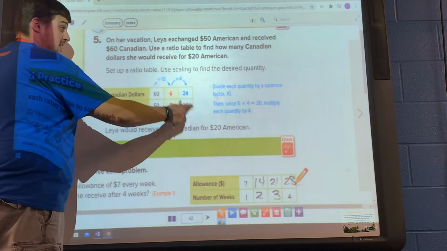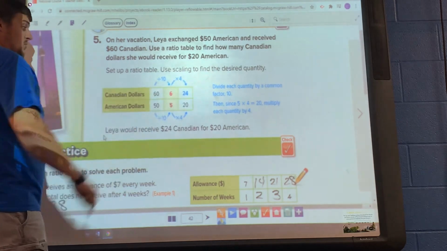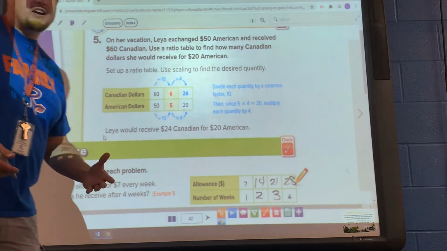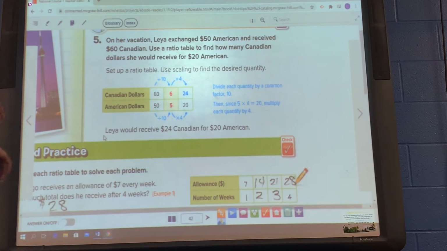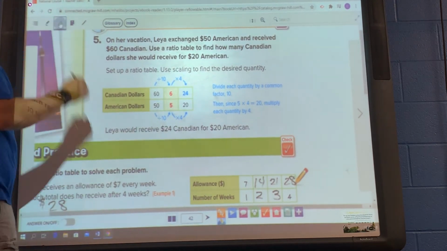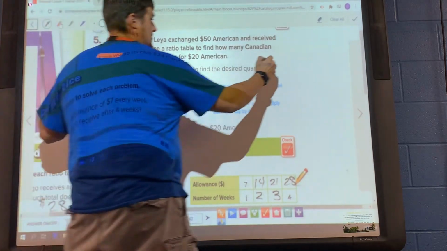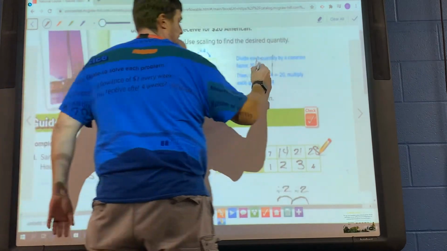Whatever you do to the bottom, you got to do to the top. So 6 times 4, 24. So for $20 American, she's getting $24 Canadian. Okay? And you guys could have done a different number here too. I'm not saying there's one set number. So let me set up another ratio table.